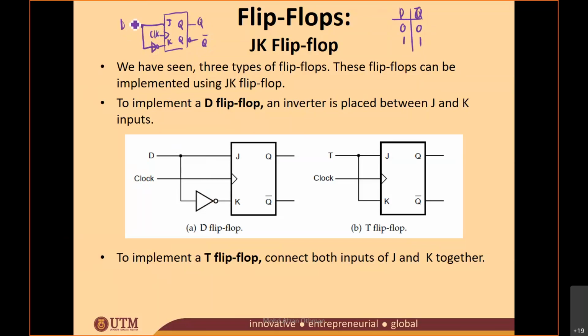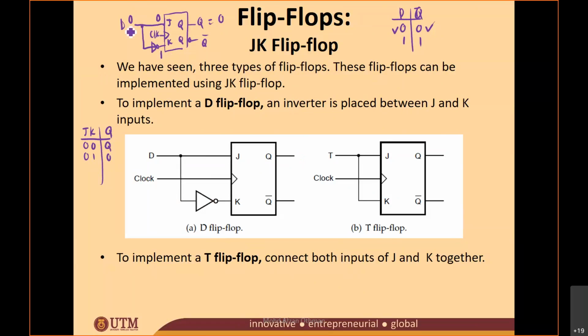Masukkanlah dalam persamaan. Okay, masukkan dalam circuit. So when D is a kosong, okay, so J akan jadi kosong. K akan jadi 1. So bila kosong 1, what is your output Q? Bila kosong 1, reset. Okay, bila kosong 1, Q sama dengan kosong. Betul tak? Bila D kosong, Q sama dengan kosong.